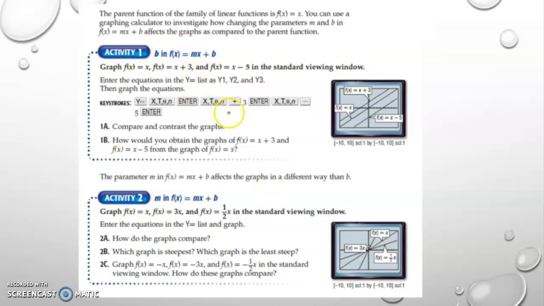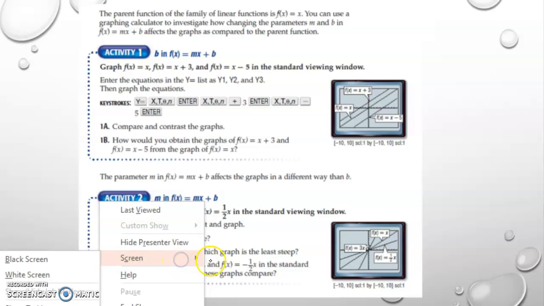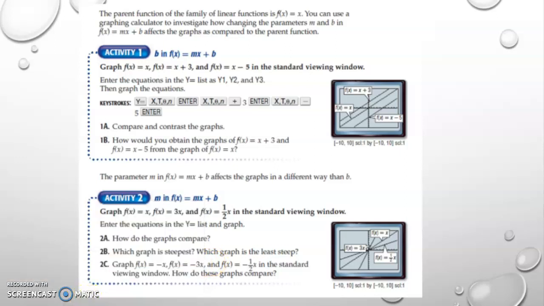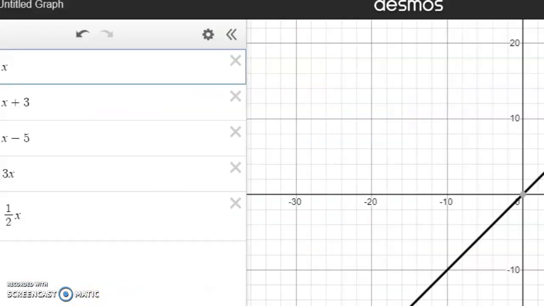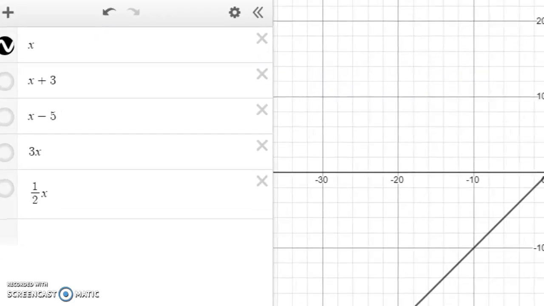I've got this set up in Desmos. The first one says graph f of x equals x plus 3 and f of x equals x minus 5 in the standard viewing window. So, on the Desmos calculator that we've got, you can see where I've got x plus 3 and x minus 5. I've got two more that are on the B section of this.